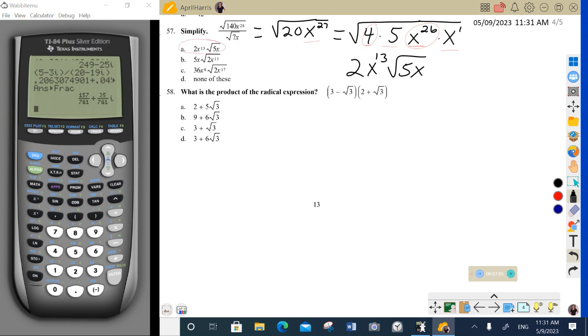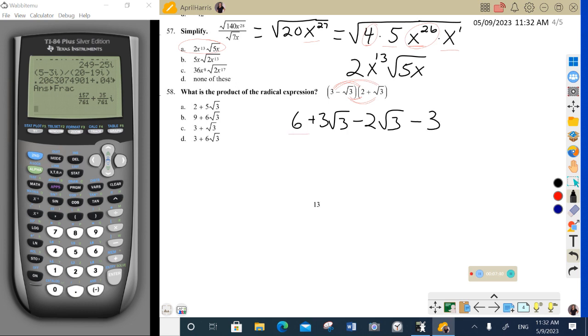Now in 58, you'll notice this is all numbers. So you could type in those numbers in the calculator and then type in all the answers and see which one matches. For me, it's faster to just FOIL or distribute twice. So I got a binomial times a binomial, so I'm going to distribute twice. 3 times 2 is 6. 3 times radical 3 is 3 radical 3. Negative radical 3 times 2 is negative 2 radical 3. And a negative times a positive is a negative. Square root of 3 times square root of 3 is the square root of 9, which is just 3.